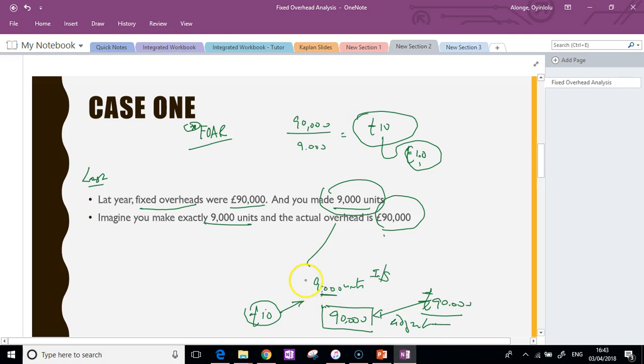So this is your first scenario. I've called it case 1, right? This is case 1. So I want you to be clear on what's going on here. I'm going to say that again. I've made 9,000 units at £10, and well, the standard. This is what has actually happened. It is what actually happened, and what I expected to happen has happened. So there is absolutely no variance at all, no shifting at all in that scenario.